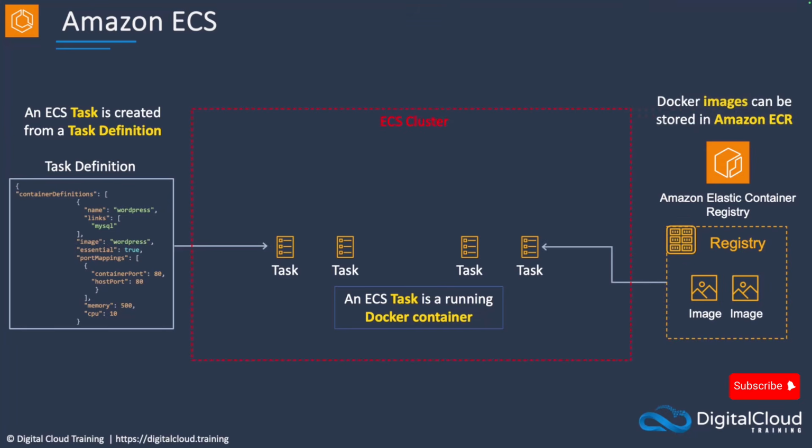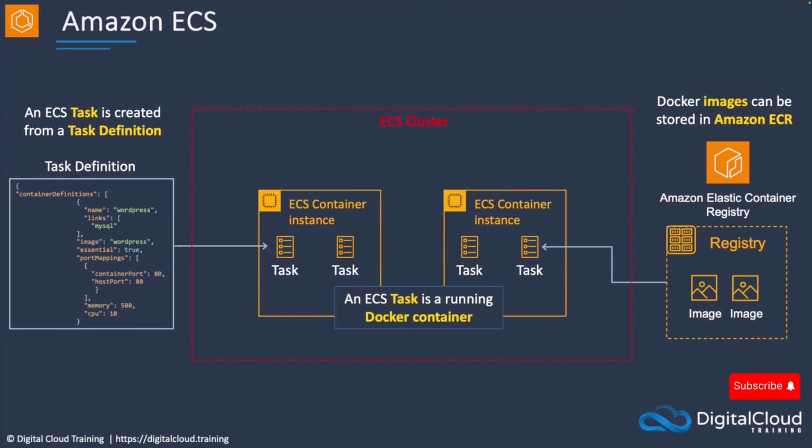Now with ECS, we actually have container instances. These are EC2 instances on which we can run these tasks. Now we do have to manage those. However, there's another option for ECS called AWS Fargate, which is completely serverless. So you're just running Docker containers with no servers to manage whatsoever.